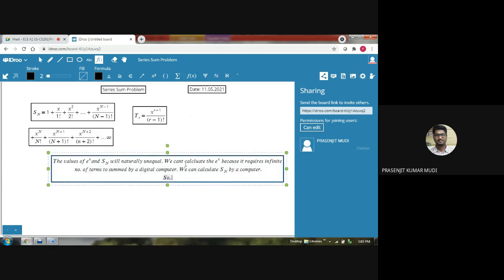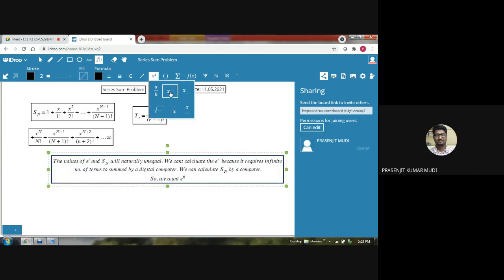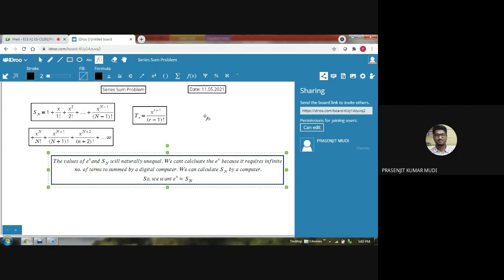So we want e to the power x almost equal to Sn. They can't be exactly equal, because e to the power x is this plus this and Sn is only this one. So they can't be exactly equal, but we want e to the power x almost equal to Sn. Okay, so that's why this problem is designed.